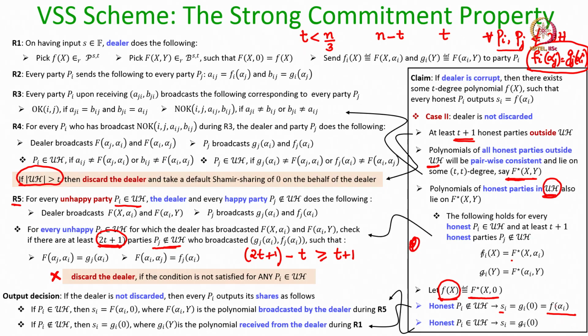So, whatever argument we have run for the honest P_i's outside the unhappy set, we can run for the honest P_i's in the unhappy set, and we can conclude that their shares are also the evaluation of this defined Shamir sharing polynomial at x equal to alpha_i. So, that concludes the proof of this claim, and that also concludes the proof of this strong commitment property.